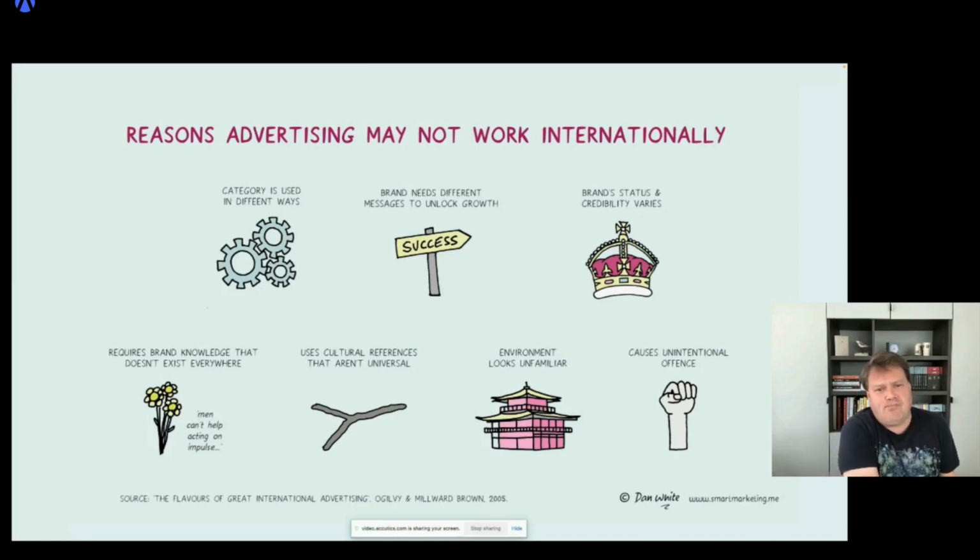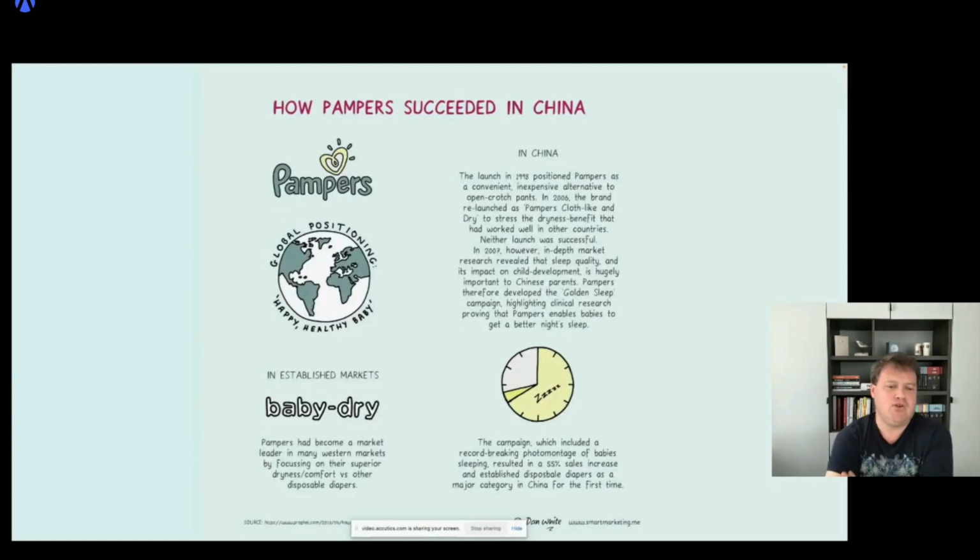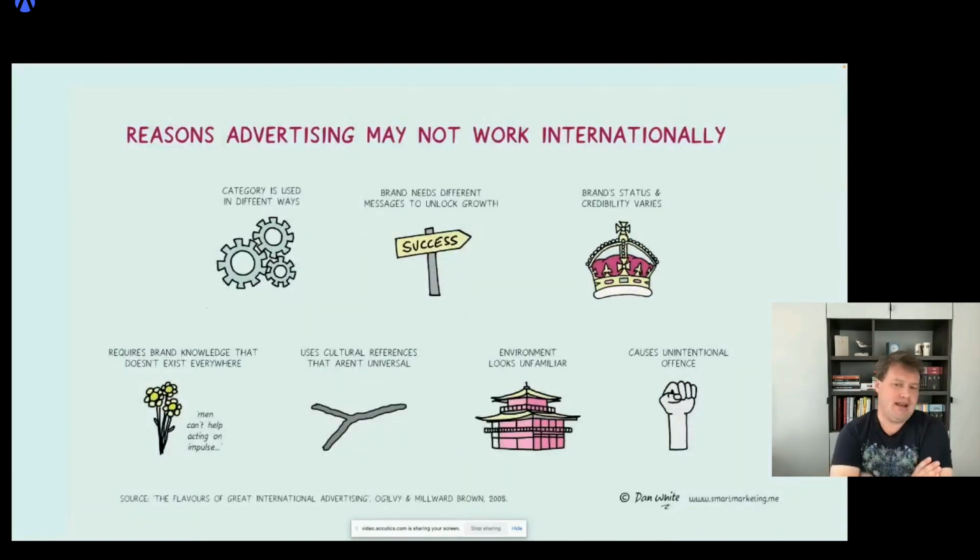The next one is that the brand needs different messages to unlock growth. I think my favourite example of this actually is Pampers. Pampers in most Western markets did a phenomenal job by focusing on dryness, how it keeps your baby dry and comfortable. But it tried several times to launch in China, and it just didn't make inroads until there was an insight based on research that a much more motivating message in China is the idea of helping sleep. So they came up with this golden sleep campaign, and it was phenomenally successful and helped launch the brand in China. So it shows that the message can be very different. Something that works somewhere may not work at all in others.